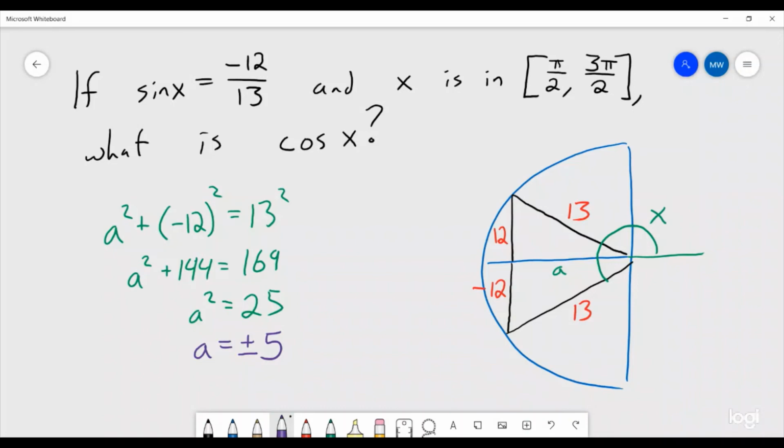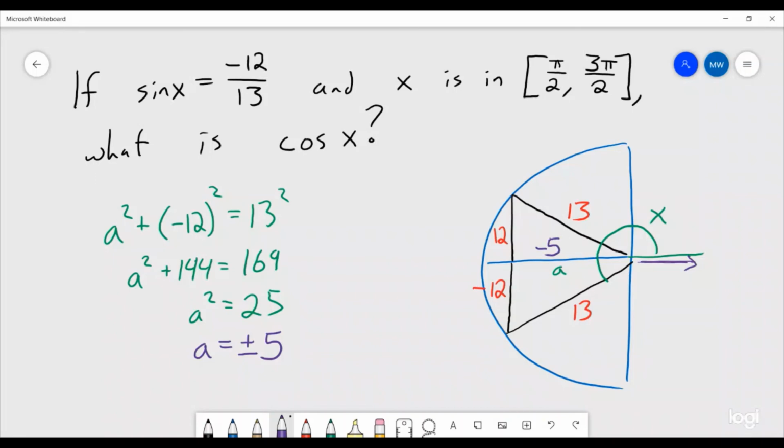So which one is it going to be? Is it going to be positive 5 or negative 5? Well, positive values are going to be on this side, but since this one is in the pi halves to 3 pi halves, that means that our adjacent side is going to actually be the negative. So we're going to say that this side is negative 5.